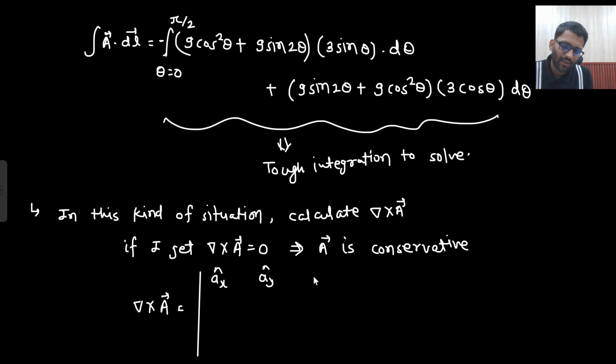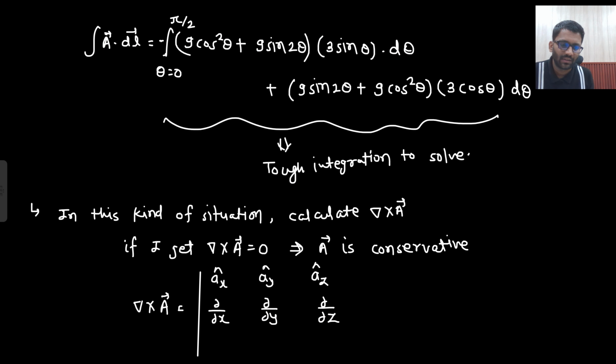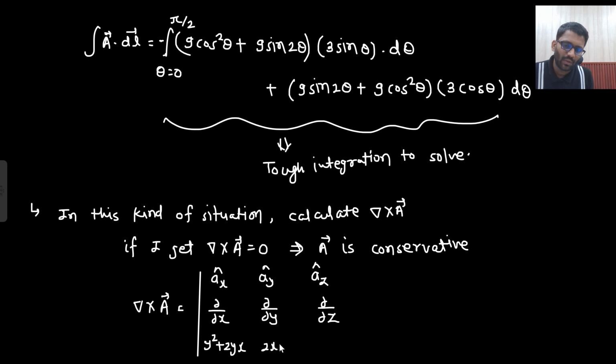Ax cap, Ay cap, Az cap, del by del x, del by del y, del by del z. So y square plus 2ix, y square plus 2ix, y square plus 2ix, and then 2xy plus x square, 2xy plus x square, and then 0. What you are getting here? First you do with ax 0 0, then you do with ay 0 0, then you do with az.